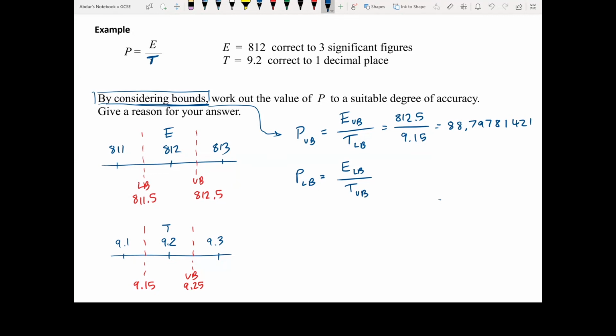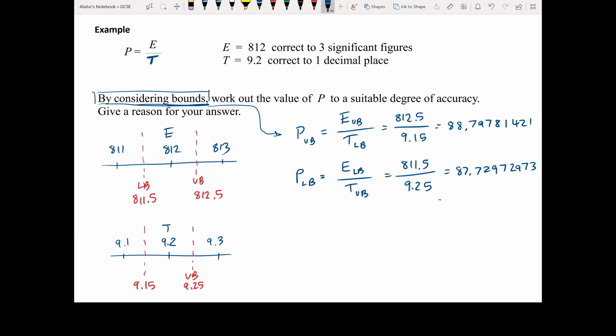Okay. So what is e lower bound? Well, it's 811.5 divided by t upper bound, which we can see is 9.25. And then typing that into our calculator, we then get a value of 87.72972973. Remember to write down your full display.